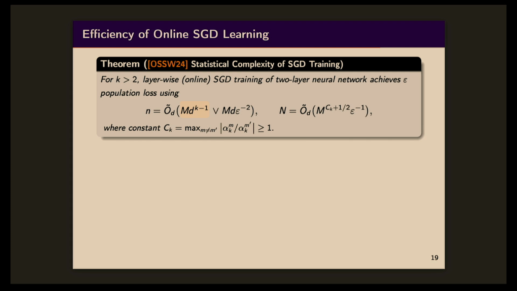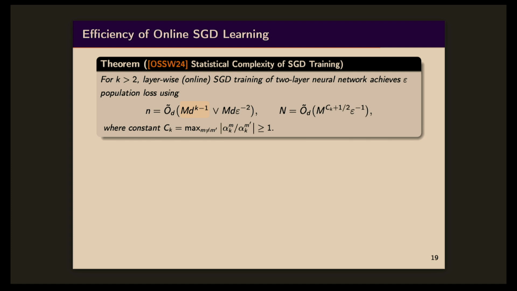It's going to scale as M times d to the k minus 1. And also, there's another term that comes from strong recovery that's M times d epsilon minus 2. An observation is that if you remember in the previous single index case, online SGD gets you a rate of d to the k minus 1. This is a sample complexity from Ben Arous et al. So here, this is essentially saying that the sample complexity of learning this additive model is the same as learning M single index models, which makes sense because the model itself is a sum of M single index models.